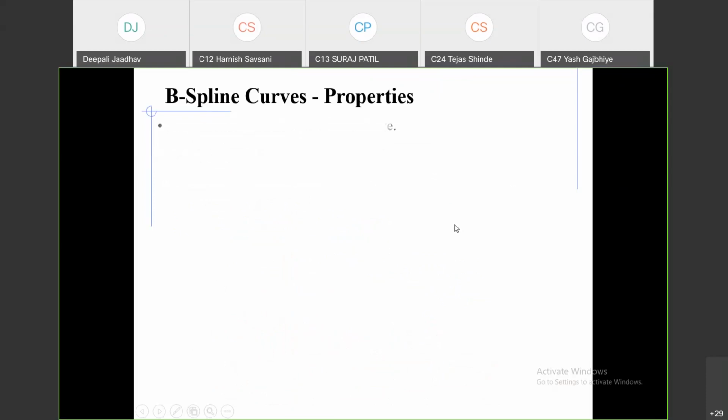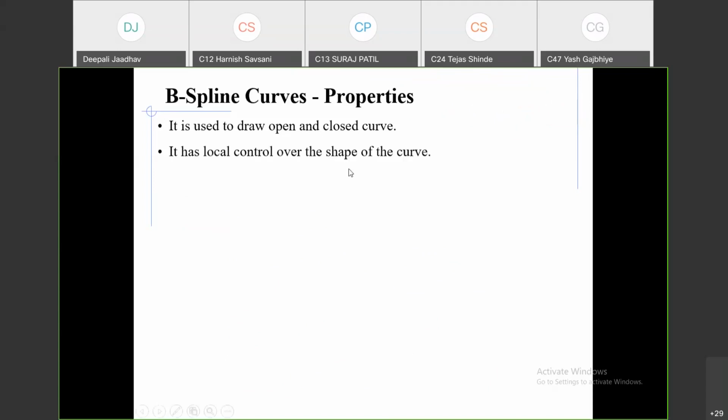Okay, the next property. It is used to draw the open and close curve. Open curve means such kind of curves, and it is also used to draw the close curve. So any kind of curve like this is a close curve. So B-spline curve is used to draw both open and close curves. It has local control over the shape of the curve, which is the major property of B-spline curve. The major property of Bezier curve is that it has global control, while B-spline curve has local control. Now see what is meant by local control.